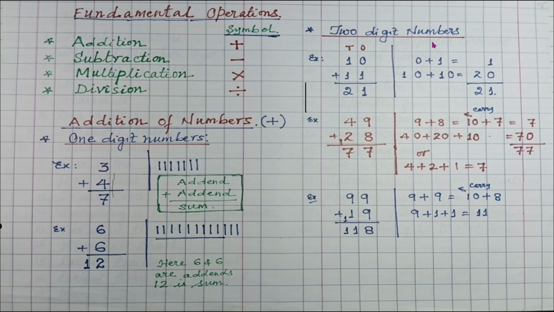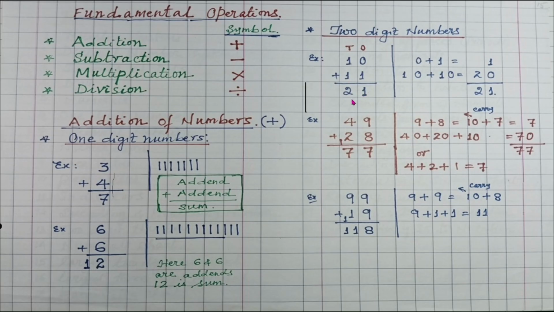Now addition of two digit numbers. When we talk about two digit numbers, we have a units digit and a tens digit. That means 10 has a units digit of 0 and a tens digit of 1, and 11 has a units digit of 1 and a tens digit of 1. When we add these, let us add the units digit first: 0 plus 1 is 1. Now we add the tens digits: 10 and 10 becomes 20, therefore 1 plus 20 is 21. So the simple method is add the units digit first, 0 plus 1 is 1, then the tens digit, 1 plus 1 is 2.